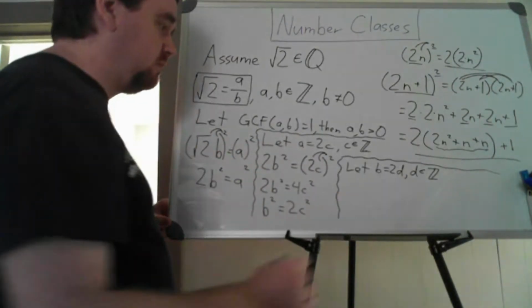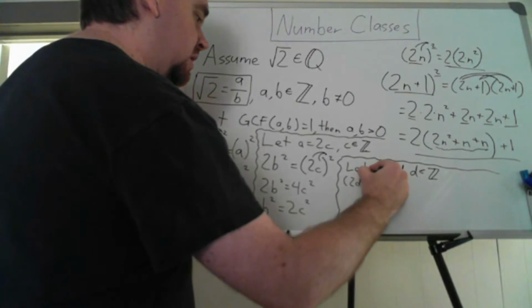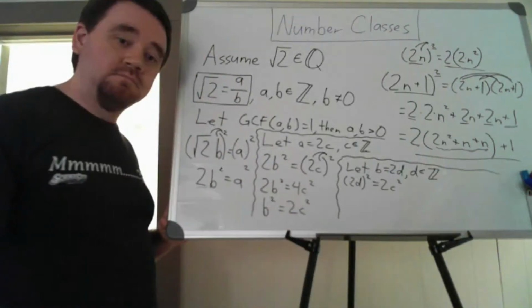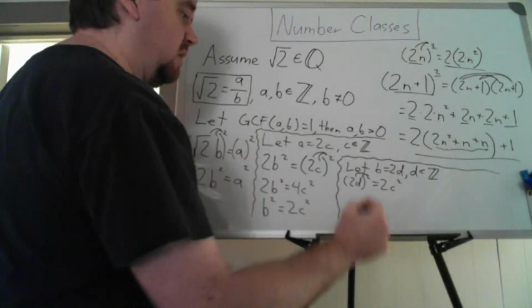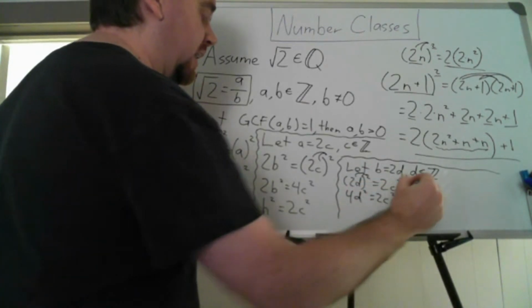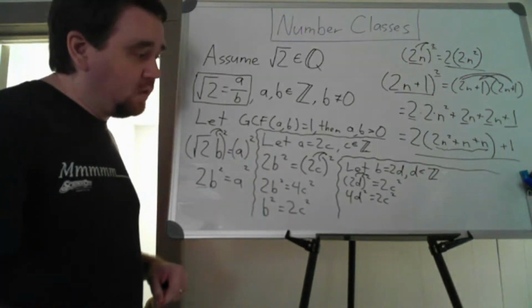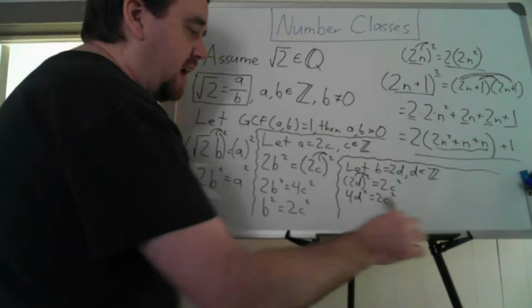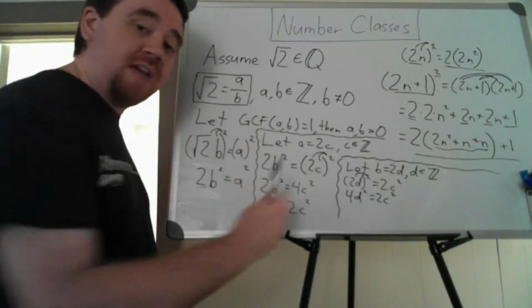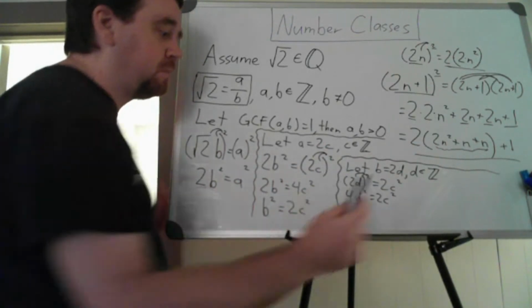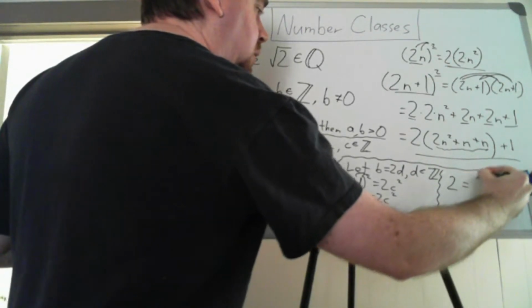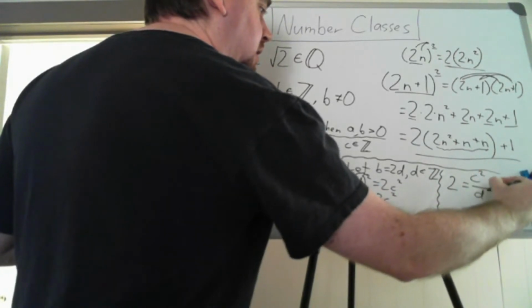And substitute that in. So I've got 2d, the whole thing squared, equals 2c squared. Distribute that exponent. 2 squared is 4. 4d squared equals 2c squared. And now here what I'm going to do is go ahead and divide both sides by 2, and then also divide both sides by d squared. So I get numbers on the left and variables on the right. So I've got then 2 equals c squared over d squared.